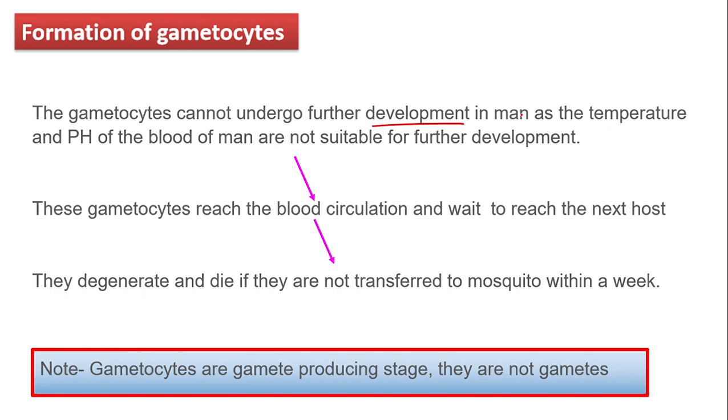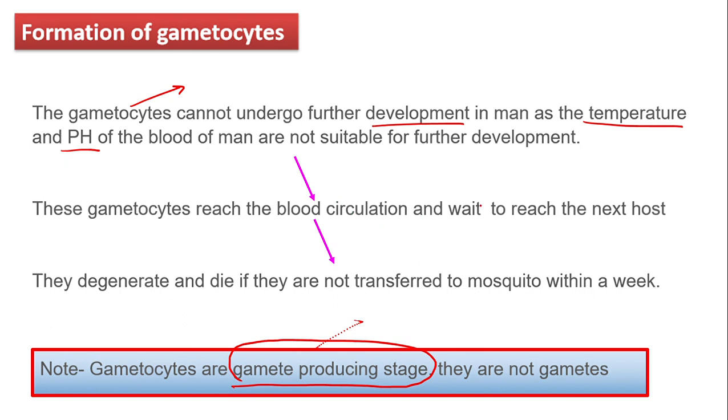The gametocyte cannot undergo further development in human. Why? Because of the temperature and pH of the blood. What is gametocyte, class? It is not a gamete. It is the gamete producing stage. Okay, it is going to produce male and female gamete, but it itself is not a gamete, right? So in mosquito, it will have proper temperature and pH. So there will be the formation of gametes. But here in human, only gametocyte starts, but there won't be any formation of the gamete.